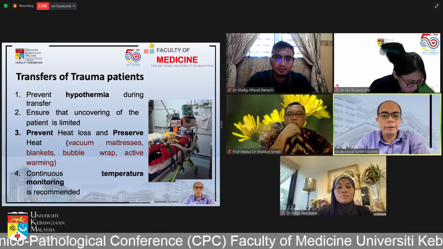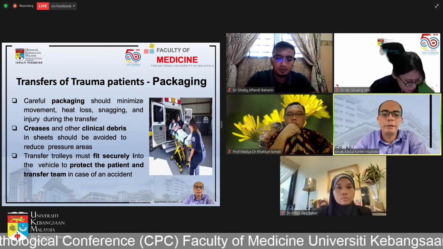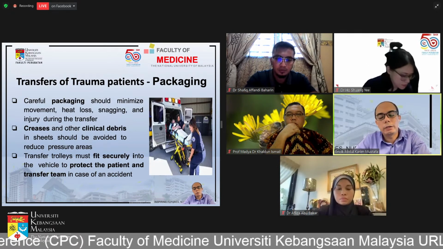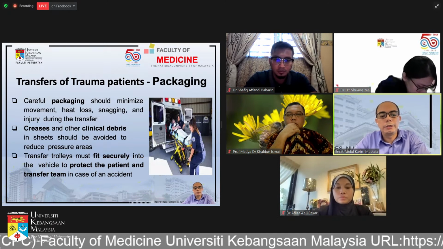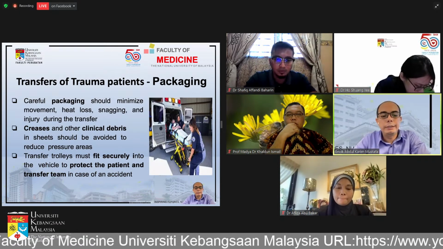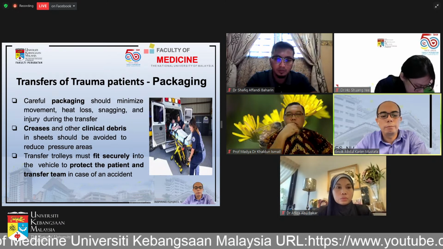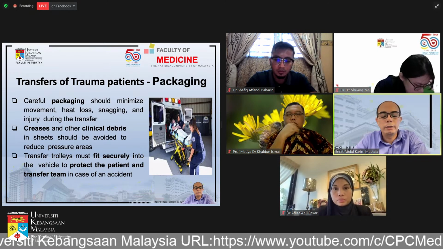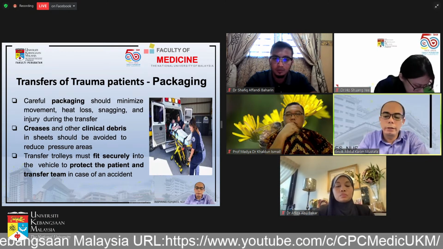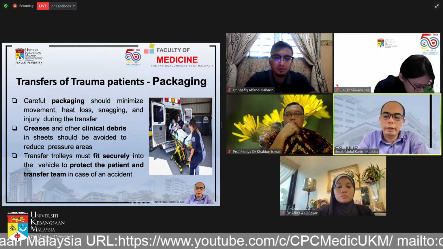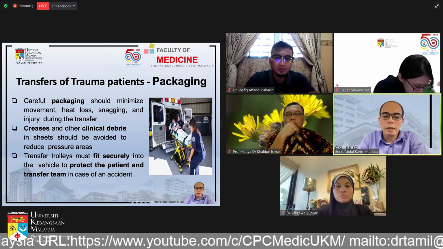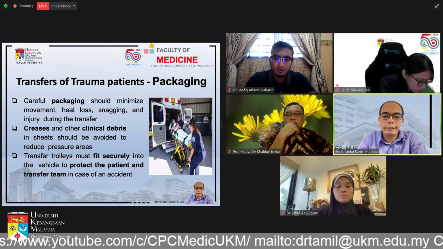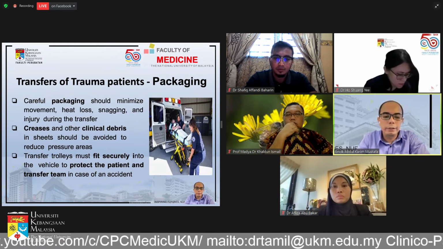Yeah, and then for the transfer, patient packaging should be done carefully to minimize movement, heat loss, and injury during the transfer. This is quite important before we transfer the patient. Creases or clinical debris in the sheet should be avoided to reduce pressure areas. We know this is a motor vehicle accident, so we have to clear this kind of thing to make sure the patient does not get any secondary injury from the incident before we transfer the patient. The patient must be cleaned thoroughly before we transfer.